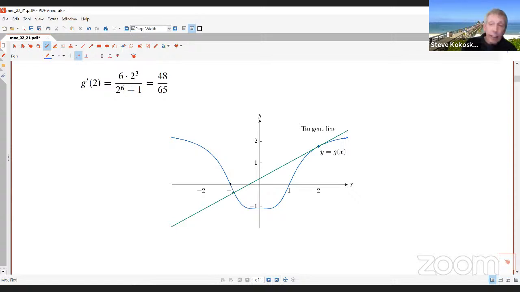So I computed g of 2, and I drew the tangent line to the graph of g at 2. And this is looking pretty good to me. That's got a slope, let's see as I look at that, a little bit less than 1, I guess. So I'm going to say that m here is 48 over 65. It's at least positive. It's a little bit less than 1. I'm feeling pretty good about this answer.